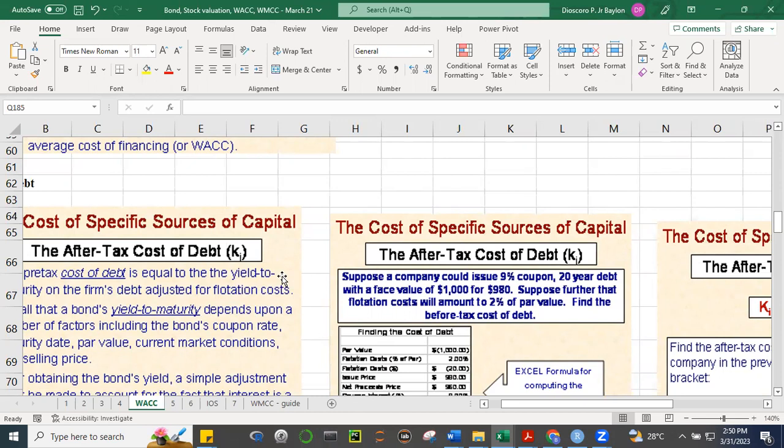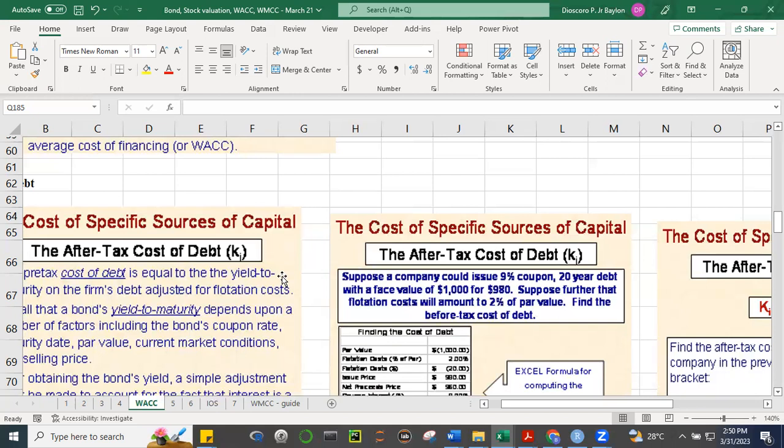Why is it that we subtract the tax component? It is because the company enjoys tax savings with the use of debt. Take note that when you have your EBIT, earnings before interest and taxes, you subtract your interest before you get to your earnings before tax. So the company has reduced its taxable base because of the use of debt.